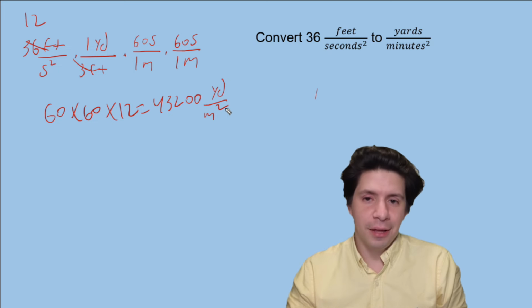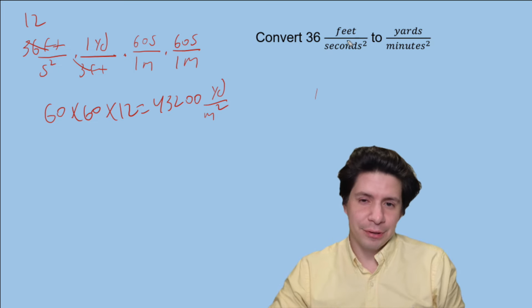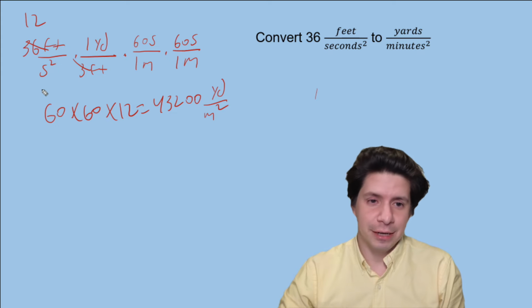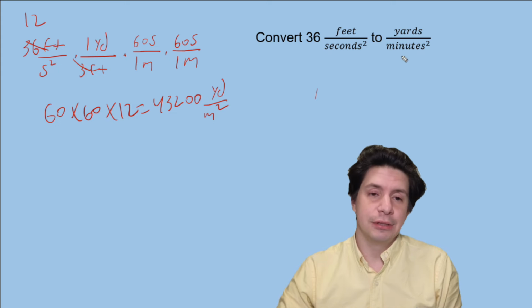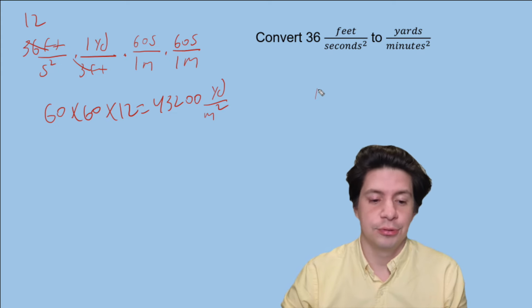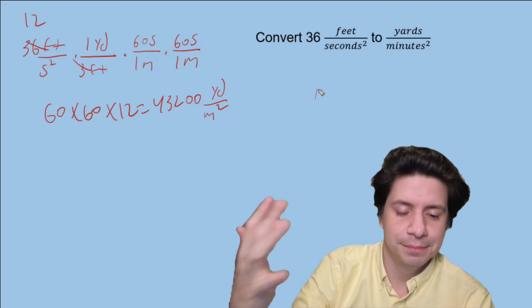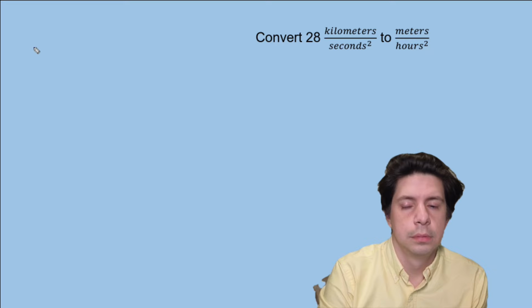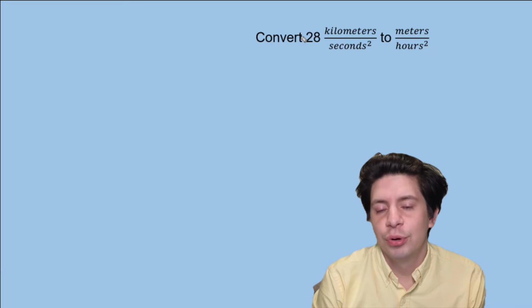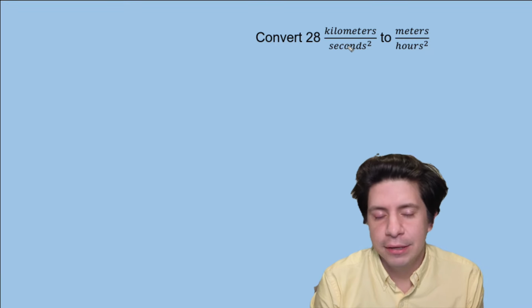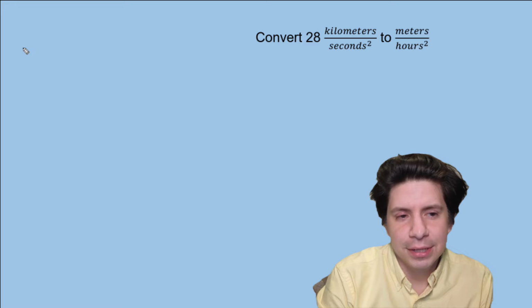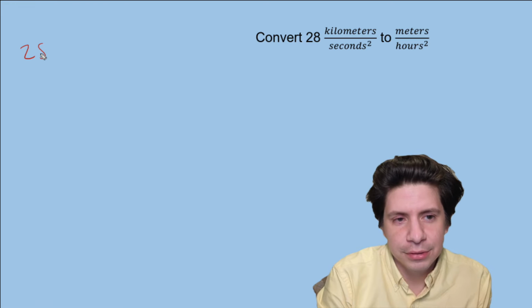Okay, so it's gone up a lot because even though yards are bigger than feet, which would make it go down, right, we're dividing by 3 there, minutes are much bigger, and we're doing it twice. So we'll try another one with kilometers, so there's an exponent involved there, but still not too bad. Okay, so here we have convert 28 kilometers per second squared to meters per hour squared. So it's still not too bad. We'll see how we do this one, right?